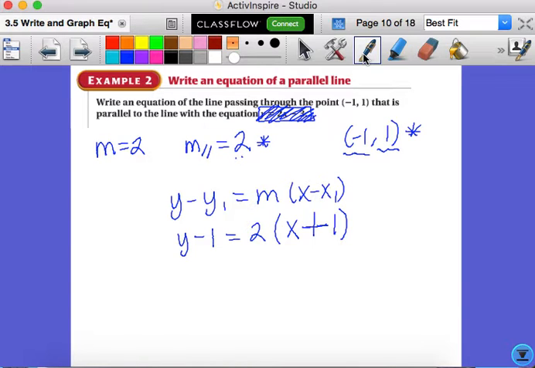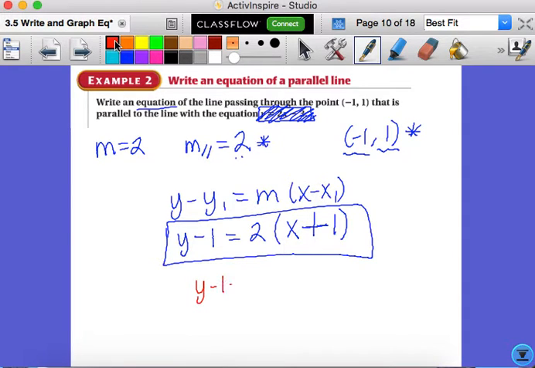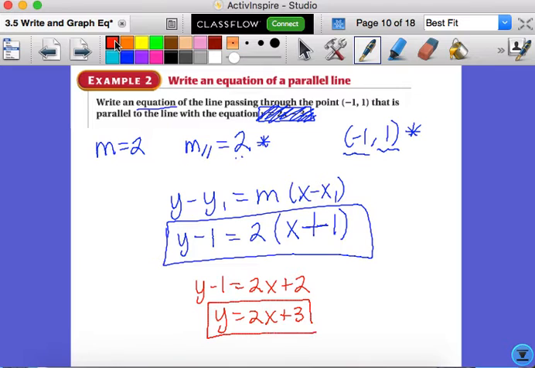Now, if you're reading this carefully, this just says write an equation, which we just did. So if you want to be technical, you could stop right there. Now, in most cases, they're going to ask that you give that in slope-intercept form. So if they did, we would distribute the 2 to both of those terms, add the 1 to both sides, and we're done. However, if you wanted to stop right here, you did technically give an equation, so you could be finished at that point.